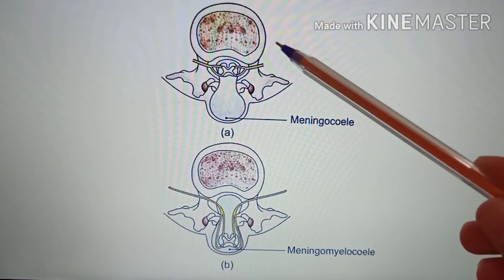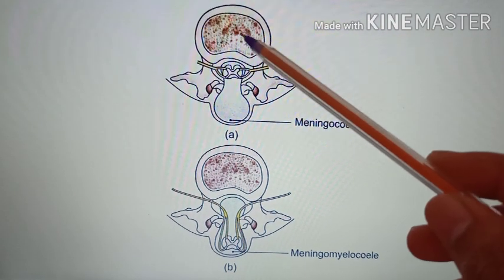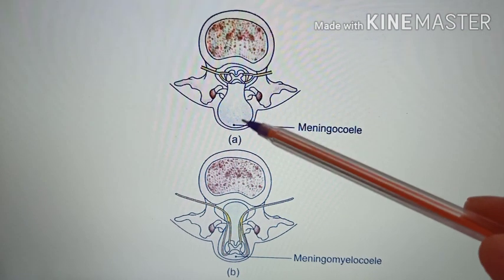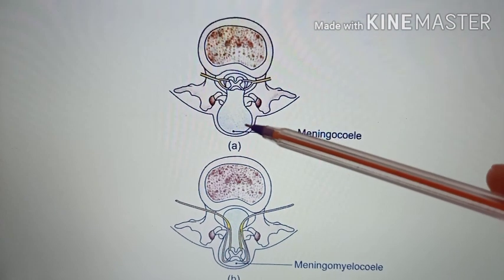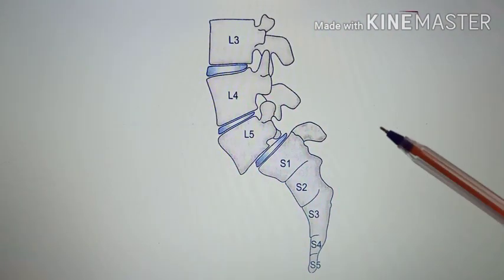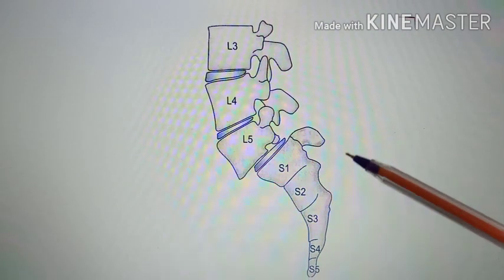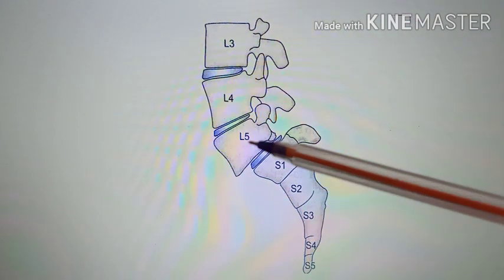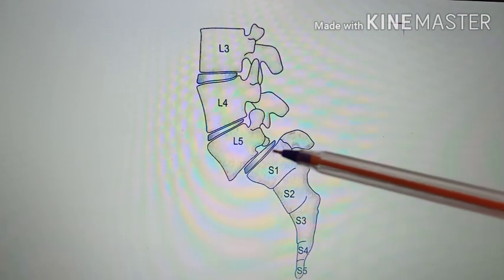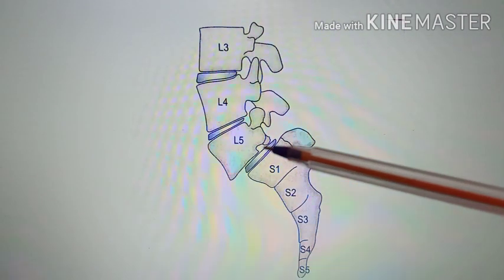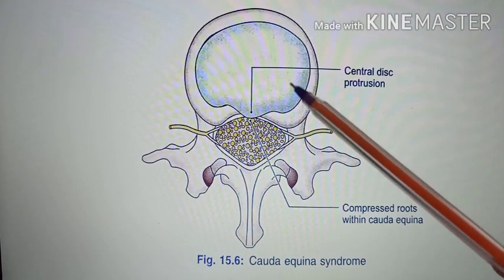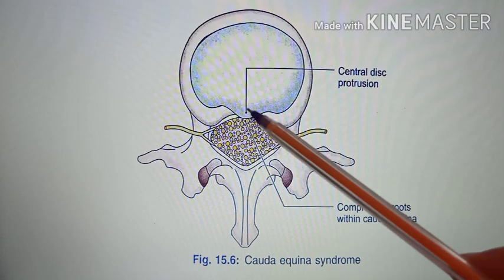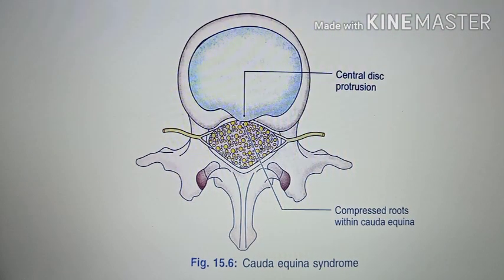So you can see in this picture, this is the body of the vertebra. So you can see the protrusion of the meninges along with CSF. So it is called the meningocele. Then fourth, you have spondylolisthesis. So here you can see the 5th lumbar vertebra slips forwards over the sacrum. So this is called spondylolisthesis. Then in any fracture or dislocation, it results in central disc protrusion. So it can lead to cauda equina syndrome.